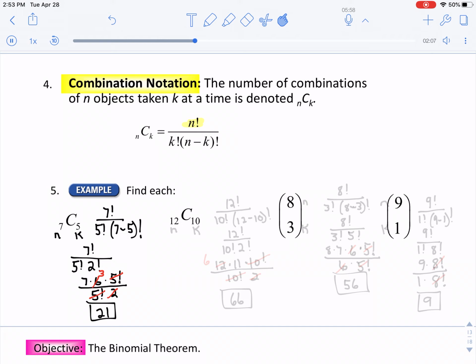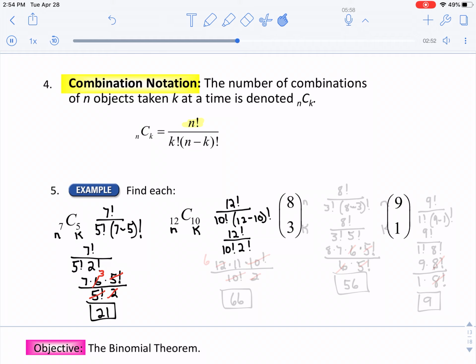All right, let's go to B. So this is 12 choose 10. Again, the 12 is the n, and the 10 is the k, and we're going to use the formula. I don't really even remember the formula. The first one goes on top, the second number goes on the bottom, and then the bottom gets multiplied by the difference of the two. So I get 12 factorial over 10 factorial times (12 minus 10) factorial. And then that gives me 12 factorial over 10 factorial times 12 minus 10, which is 2 factorial.